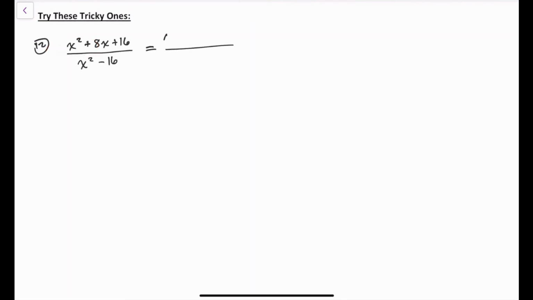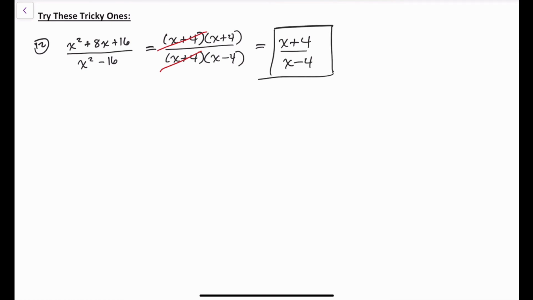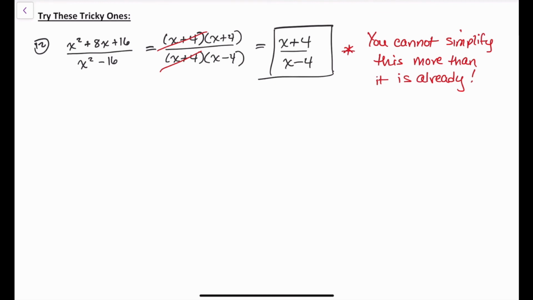And then number 12, so I can factor this as a perfect square. So x plus 4 times x plus 4. And then the denominator is the difference of squares. So I'll end up with x plus 4 all over x minus 4. Now, that's it. That's all I can do. I can't simplify that any further. Students sometimes like to cross out the x's or simplify the 4's, but you can't do that. That's breaking up the family. You can't simplify that fraction any further. So leave it like that and know that that's in its simplest form.